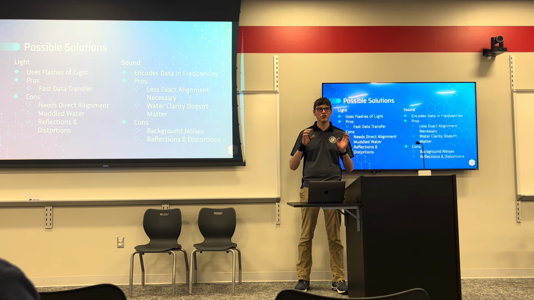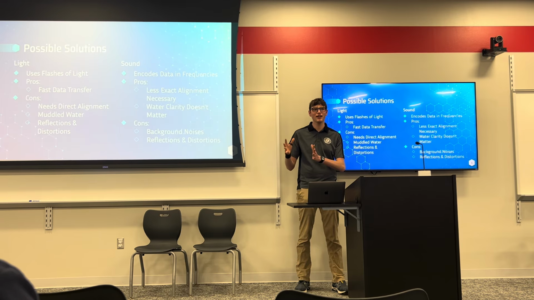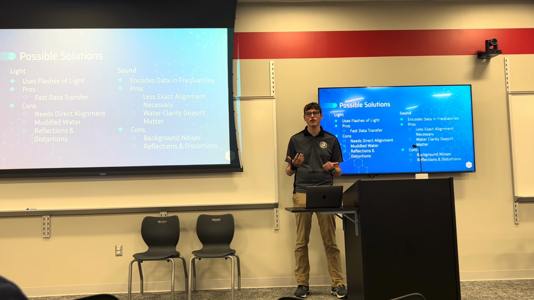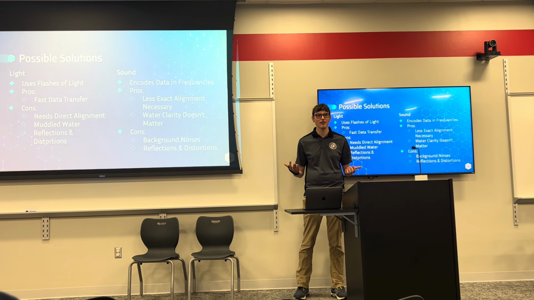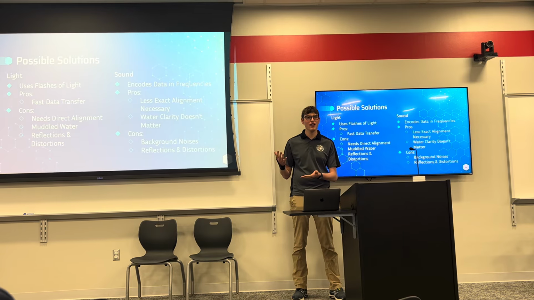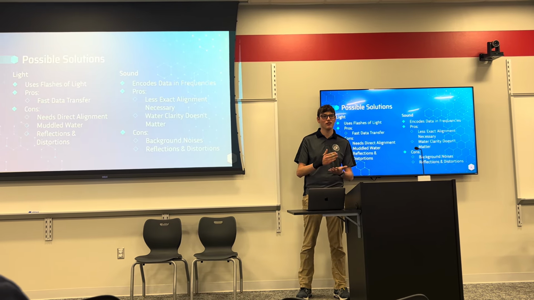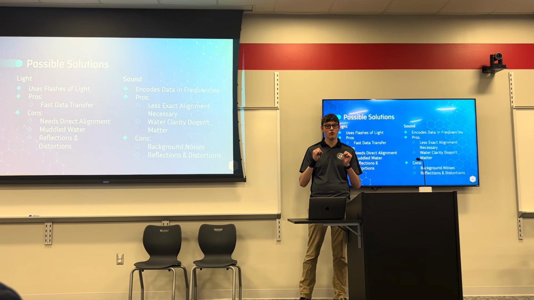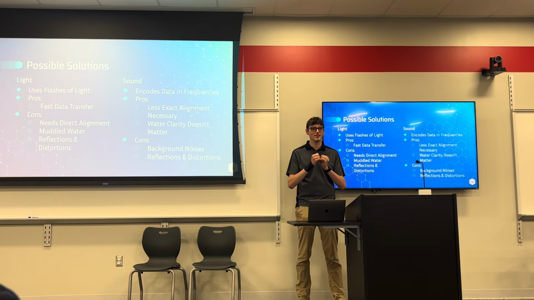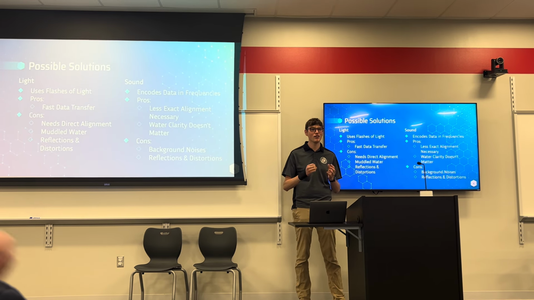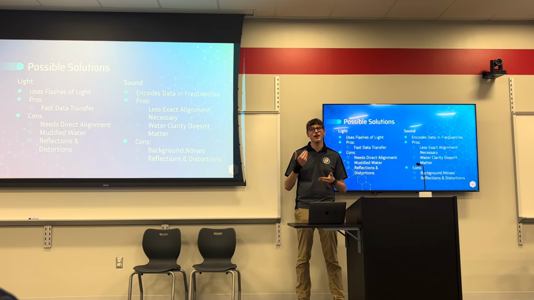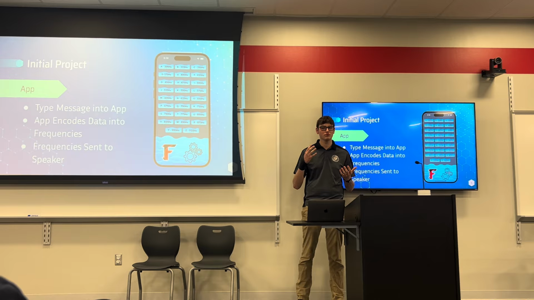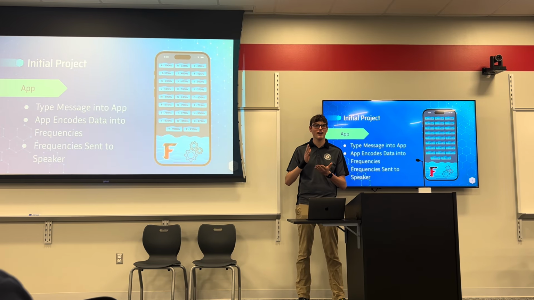Light, you could use flashes of light to transfer data, and this would be fast, but this typically needs direct alignment, and things like muddied water would affect this significantly. Sound is the other thing I looked at. You can encode the data in frequencies and use different timings to send a message or receive something. This requires less direct alignment since sound waves dissipate, and the water clarity doesn't matter, but then you have impacts from background noise. So I initially wanted to pick sound and wanted to see how I could do that.